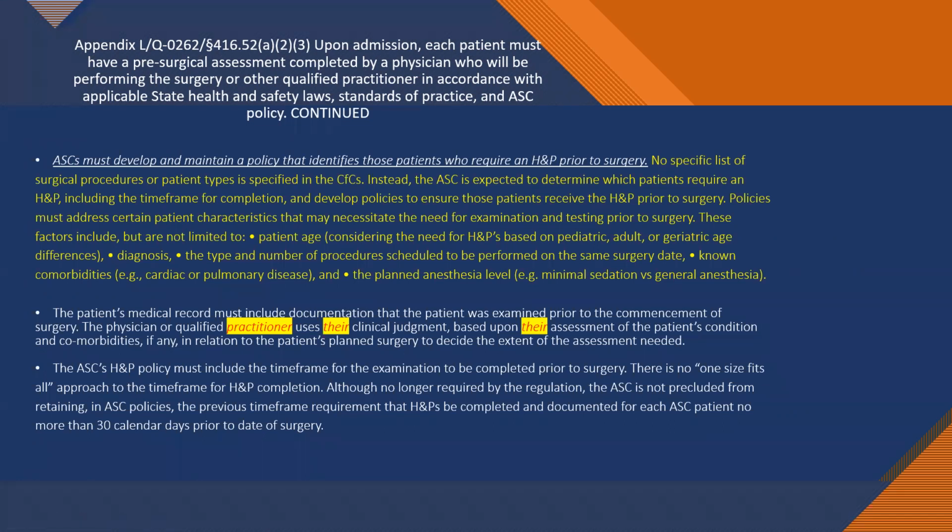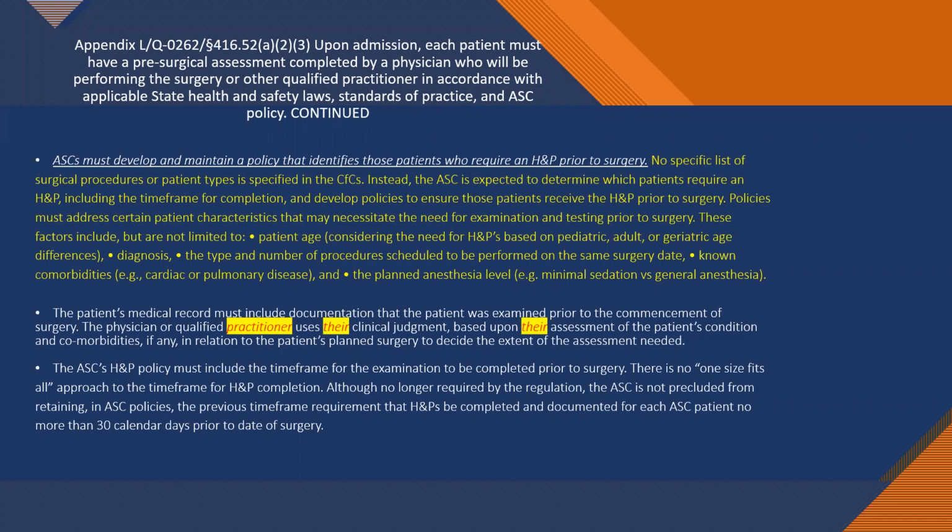This states that the ASC must develop and maintain a policy that identifies those patients who require an H&P prior to surgery. No specific list of surgical procedures or patient types is specified in the CFCs. Instead, the ASC is expected to determine which patients require an H&P, including the time frame for completion, and develop policies to ensure those patients receive the H&P prior to surgery. Policies must address certain patient characteristics that may necessitate examination and testing prior to surgery.